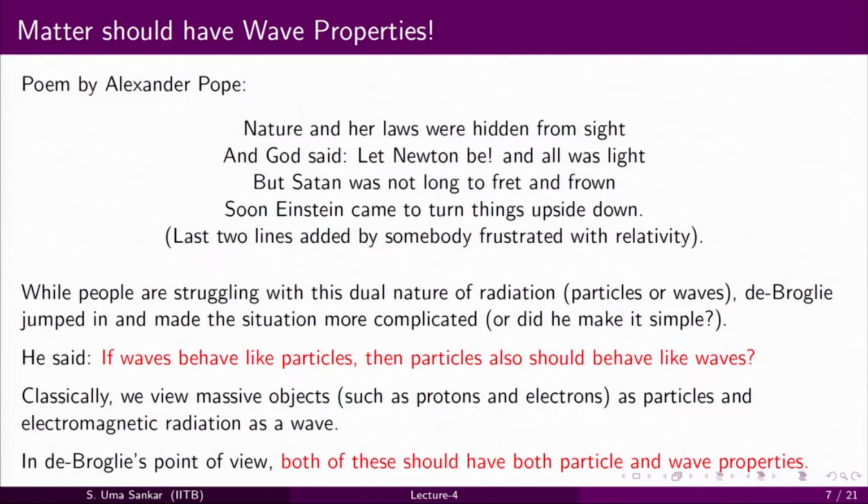By the way, there is a famous poet called Alexander Pope, who was a junior contemporary of Newton, and he held Newton in great regard. So, he wrote a 2-line poem about Newton, sort of playing with some concept from the Bible. It said, nature and her laws were hidden from sight, and God said, let Newton be, and all was light. So, praising Newton very highly. But then somebody from the 20th century who got totally fed up with relativity added 2 more lines to this, saying, but Satan was not long to fret and frown, soon Einstein came to put things upside down.